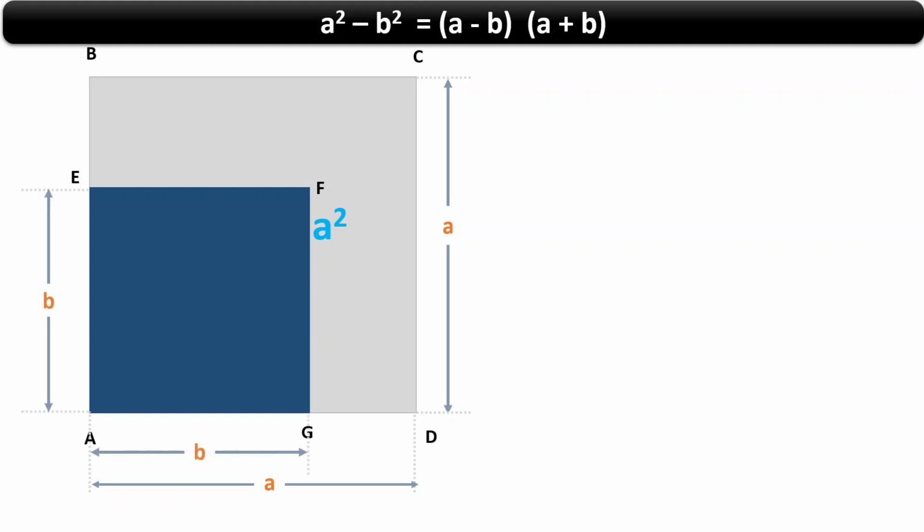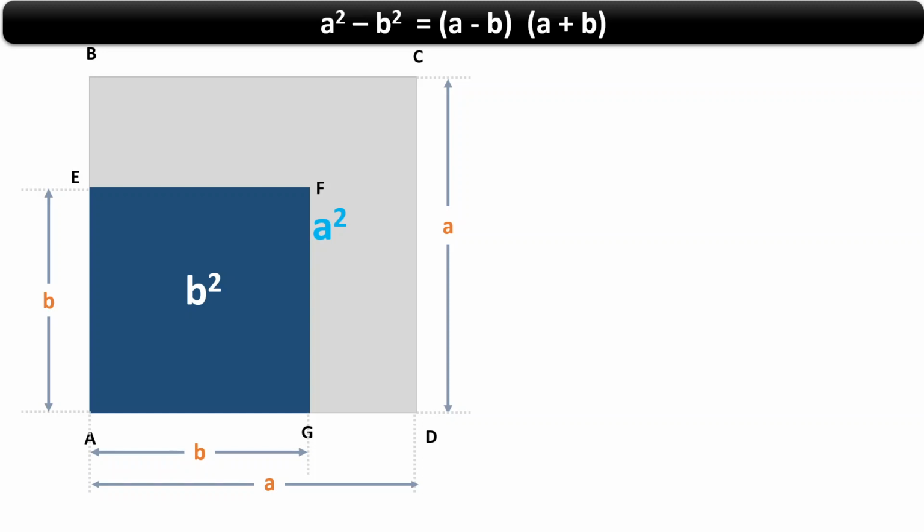Okay. So what's the area of this square? B into B, that is equal to B square. Right? What is our idea? So we have A square, we have B square. So we have to subtract B square from A square, so that we will get the answer.